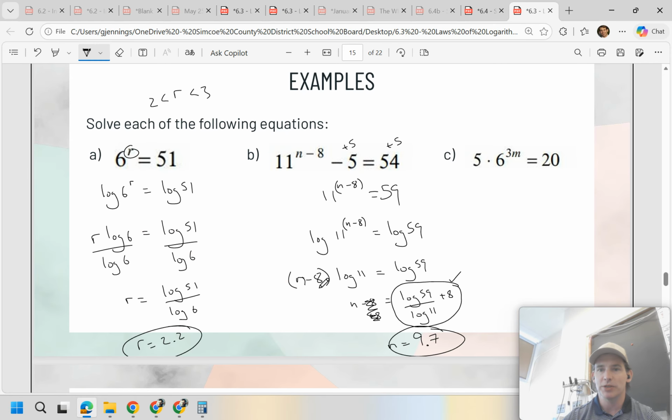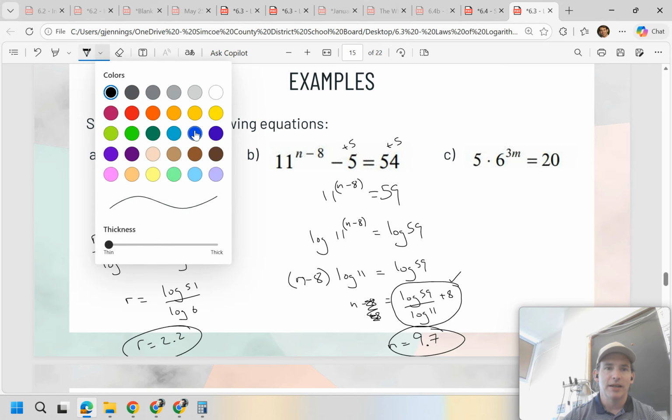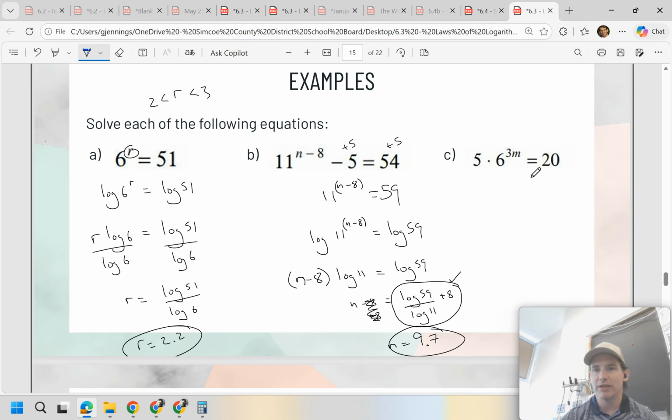And there's our approximation. All right. Carrying on then, 5 times 6 to the 3m is equal to 20. Well, why not just divide both sides by 5? Simplify that a little bit. 6 to the 3m equals 4.